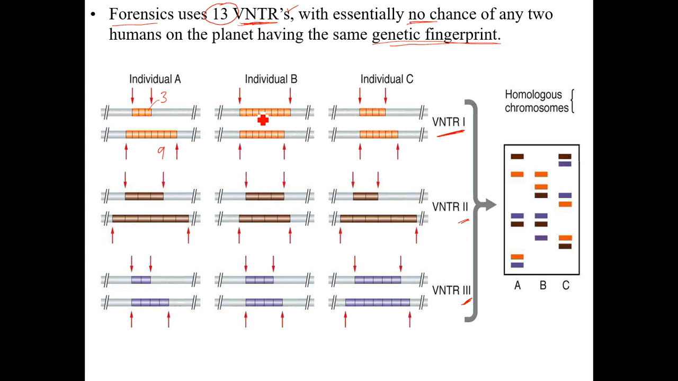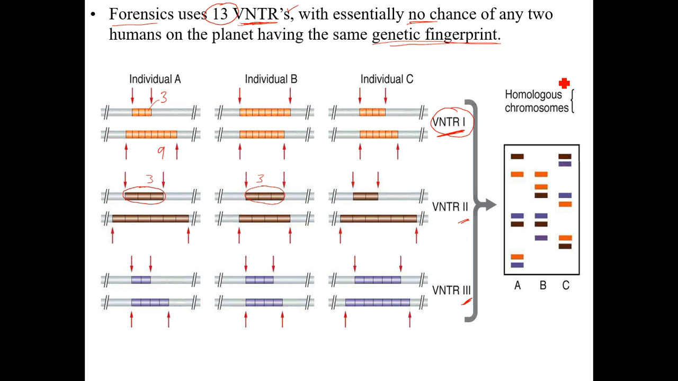If we look at individual B and C, we can see that it's a different number, even looking at just one VNTR. But in some cases, it is actually the same. That can happen. For this VNTR number 2, each of them has 3 copies, or 3 repeats, of the VNTR. So this is why we don't just look at one VNTR, we look at multiple different ones. And again, for crime scene investigations, it would be 13 different ones.